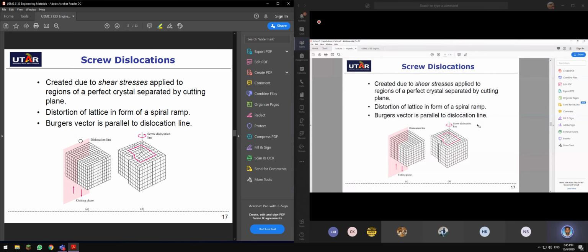Now next you have screw dislocation. Screw dislocation is created due to the shear stress applied on a region of a perfect crystal separated by a cutting plane. So for example, this is the surface. When you apply a shear stress along this line, one side moves here and another moves in this direction, so the whole plane shears off. Distortion of the lattice is in the form of a spiral ramp. The Burgers vector is parallel to the dislocation line here.